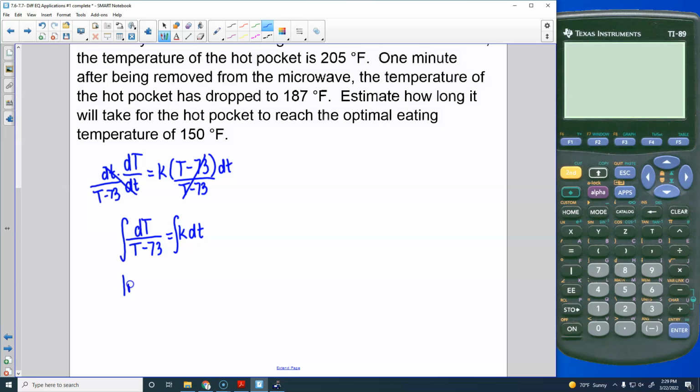All right, so we're going to integrate both sides. And we're going to do e to the power on both sides. What's going to happen to our plus C here? It's going to become our multiplier here. And we need to add our 73.